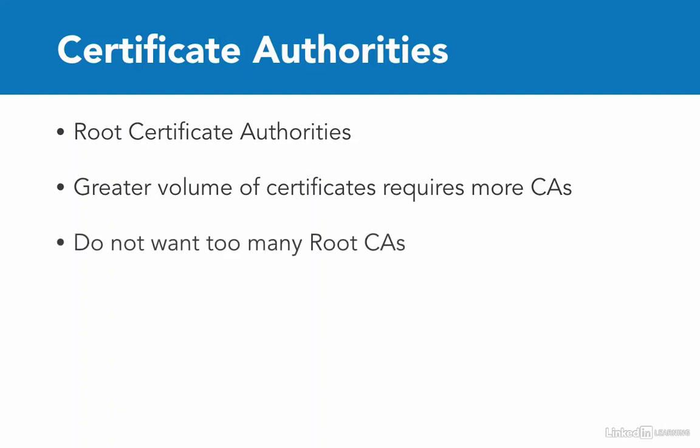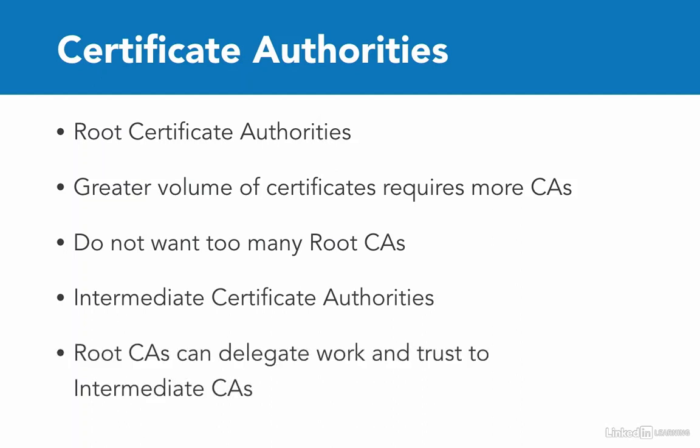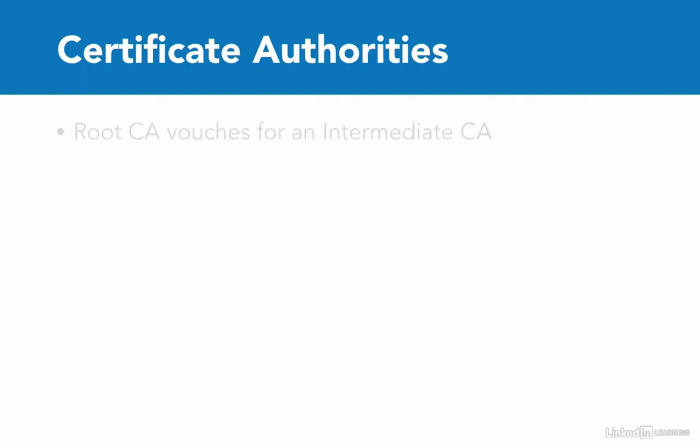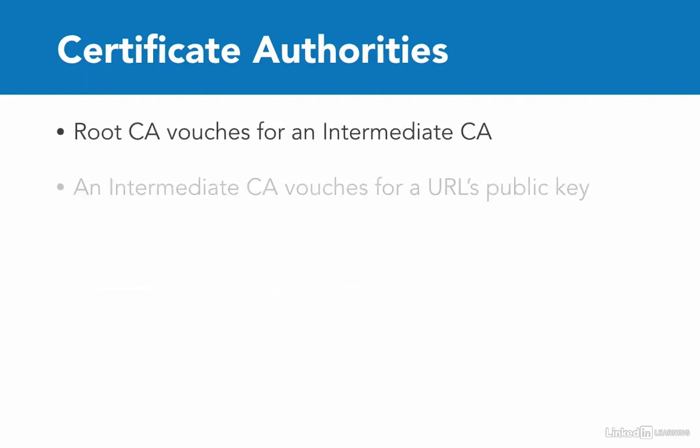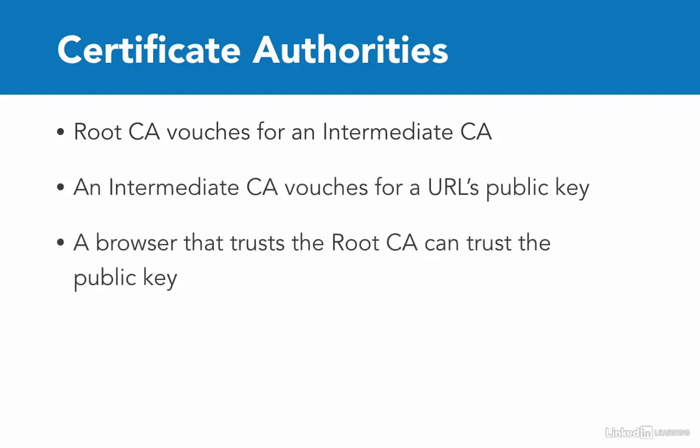Now we don't want to just add more root certificate authorities and bestow this sort of top level trust on them. So what we do is we create intermediate certificate authorities. The root CAs are able to delegate their work and their trust to those intermediate CAs. So a root CA vouches for an intermediate CA. An intermediate CA vouches for a URL's public key. A browser that trusts the root CA then can trust the public key. We end up with a chain of trust. We don't have to know about every single intermediate CA. We just have to know that it's a trusted intermediate CA that's been trusted by the root.